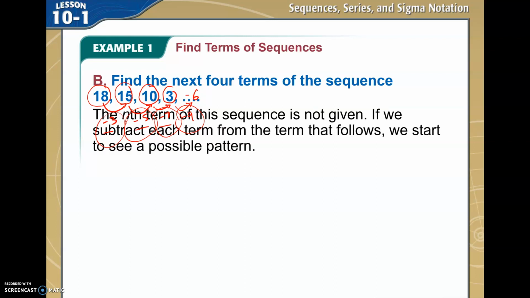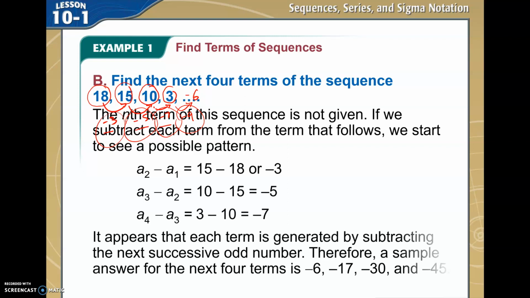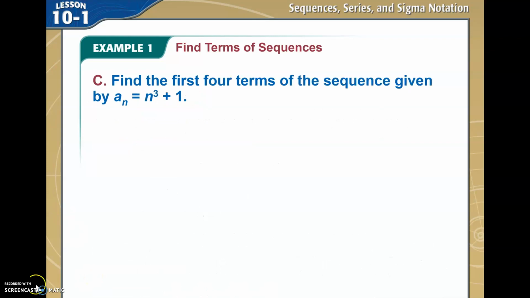They're saying if we follow this pattern, that is, subtract the first from the second, you get -3, and then you get -5, and you get -7. So what is happening? It appears that each term is generated by subtracting the next successive odd number. Clear? I hope you guys understood this example also. Now let's see the next question.